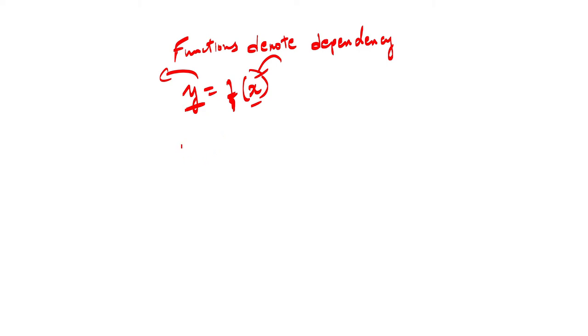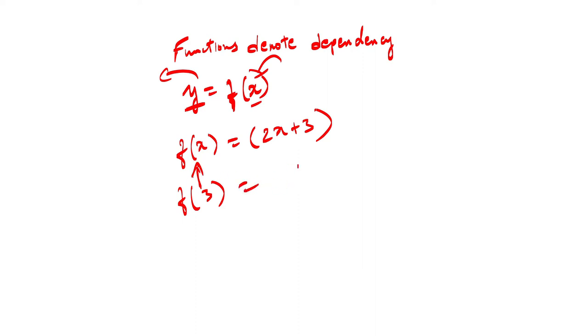For instance, if we take f of x as 2x plus 3, and if we input f of 3, then what do we get? 2 into 3 plus 3, this is equal to 9. This is the output. When your input is 3, your output is 9. When your input is 5, your output will be 13. So depending on the input, your output also depends. So functions denote dependency.